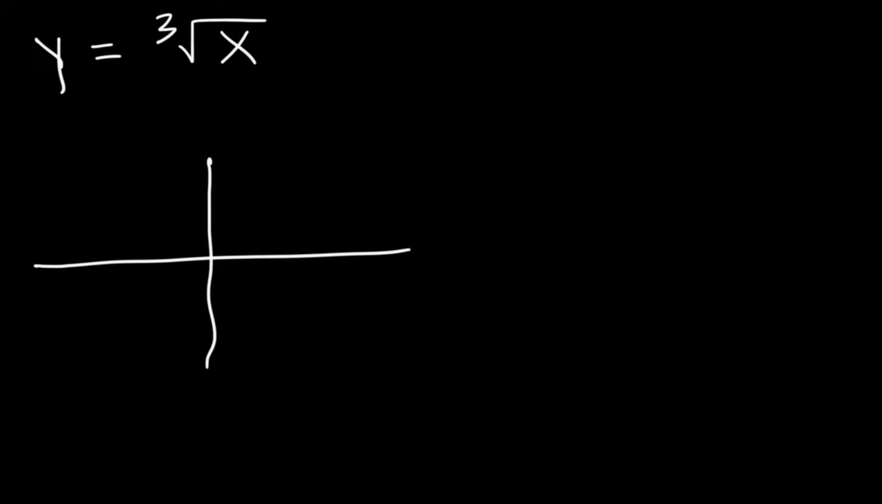In this lesson, we're going to focus on graphing cube root functions. So let's start with the parent function, the cube root of x. Now, the square root of x is only on the right side, but the cube root of x is both on the right side and on the left side. That's the parent function of the cube root of x.